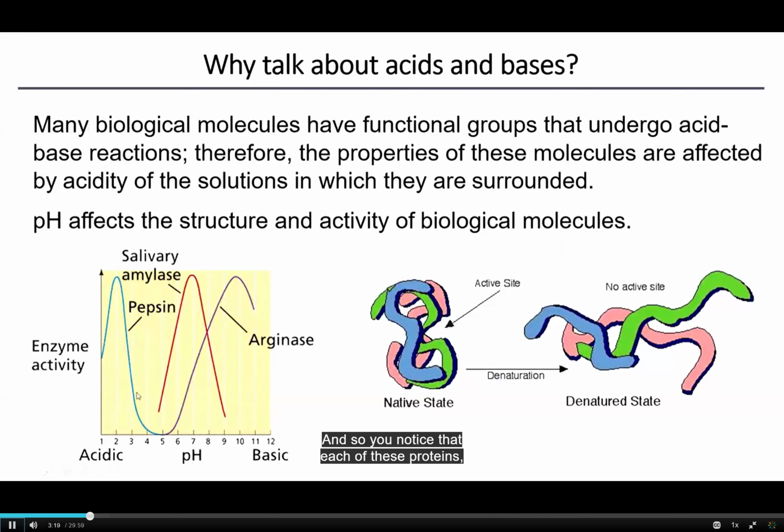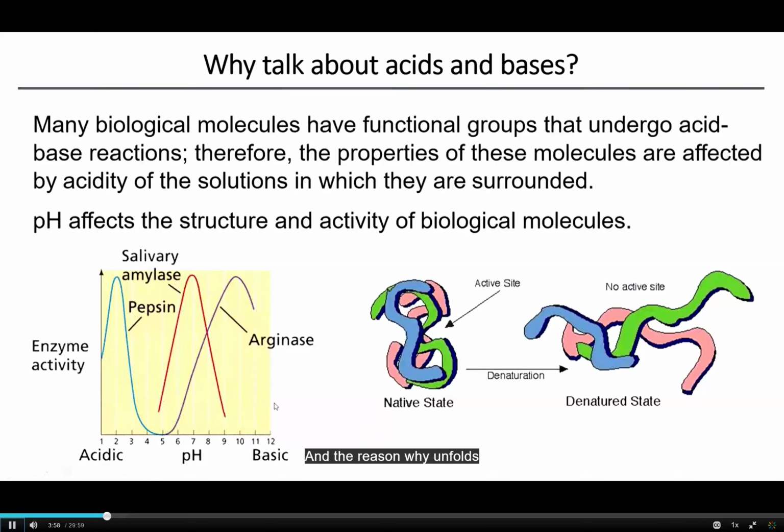And so you notice that each of these proteins, while they're all hydrolytic and they're all involved in some type of metabolic pathway, have really dramatically different optimum pHs. Here, the optimum pH for pepsin is really low, and that makes a lot of sense. Pepsin is found in the stomach, where the pH of the environment is very low. And so if you place pepsin in the optimum pH for, say, salivary amylase, which is found in the saliva, pepsin will actually unfold because it's outside of its normal pH.